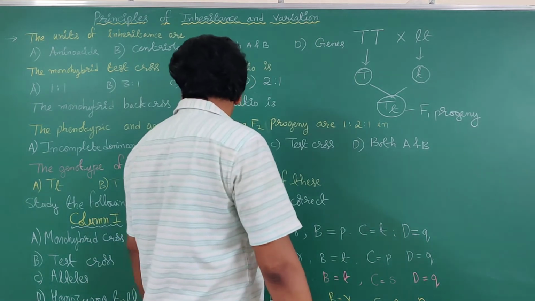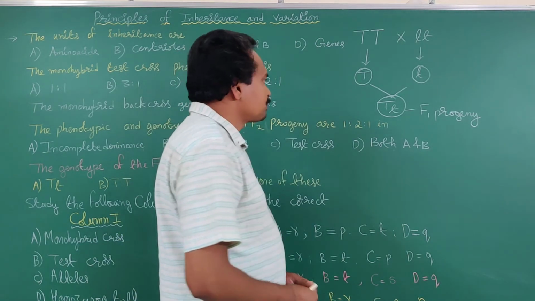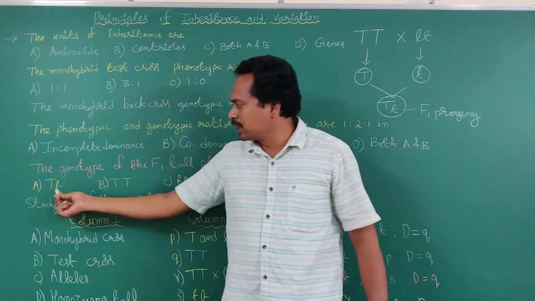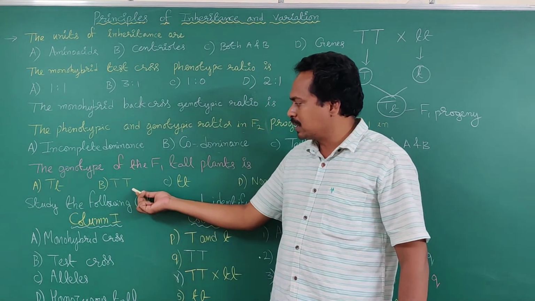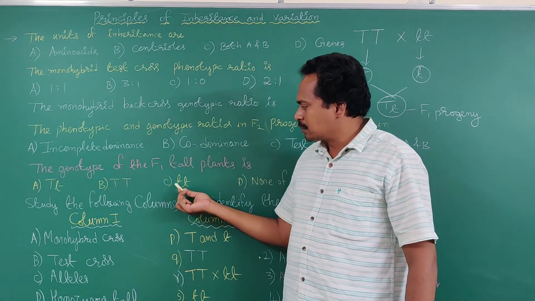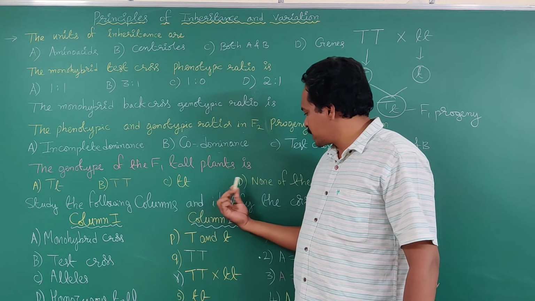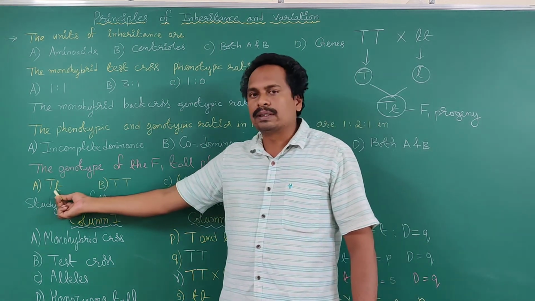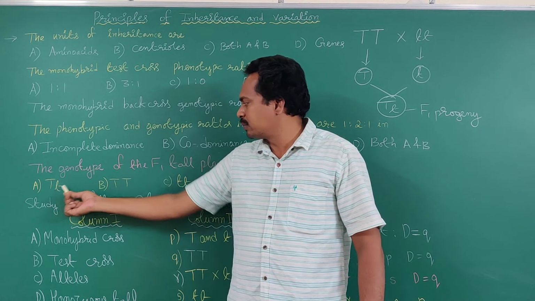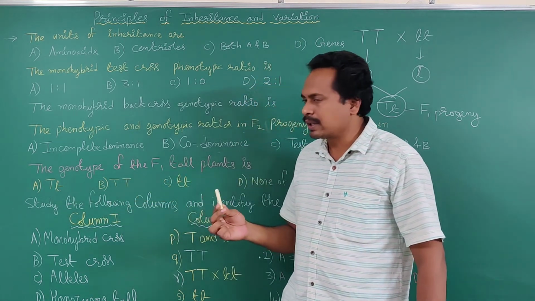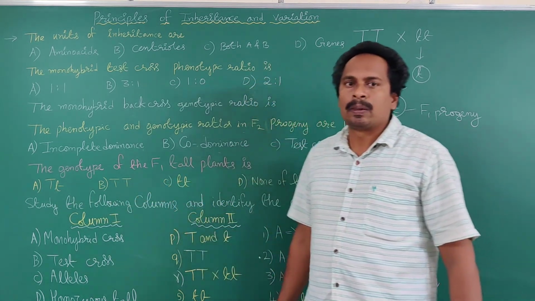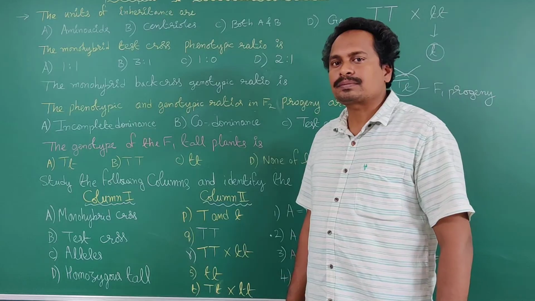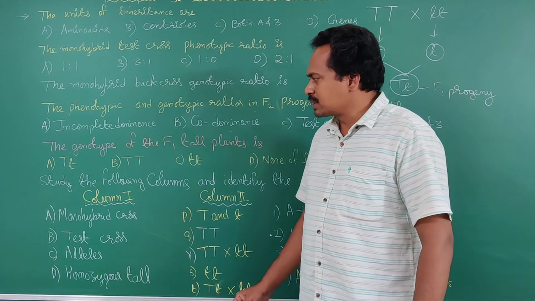What are the given options here? Option A capital T small t, option B capital T, option C small t, option D none of these. So capital T small t is the genotype of the F1 tall plants. Okay. Next. What's the next question?